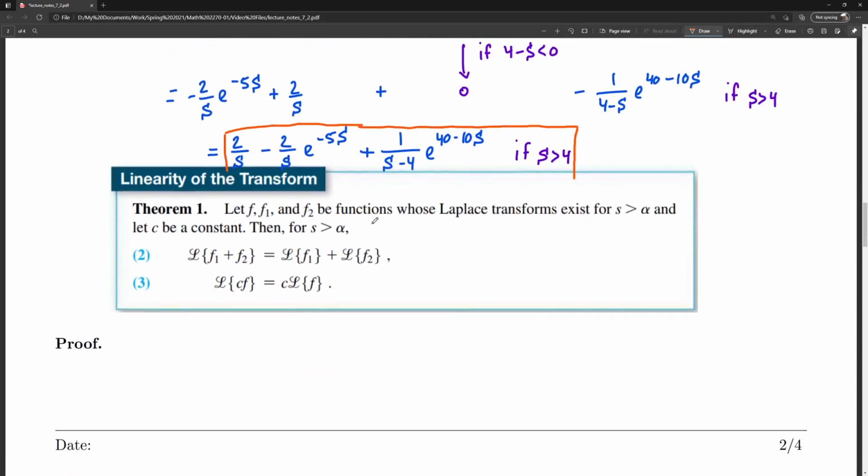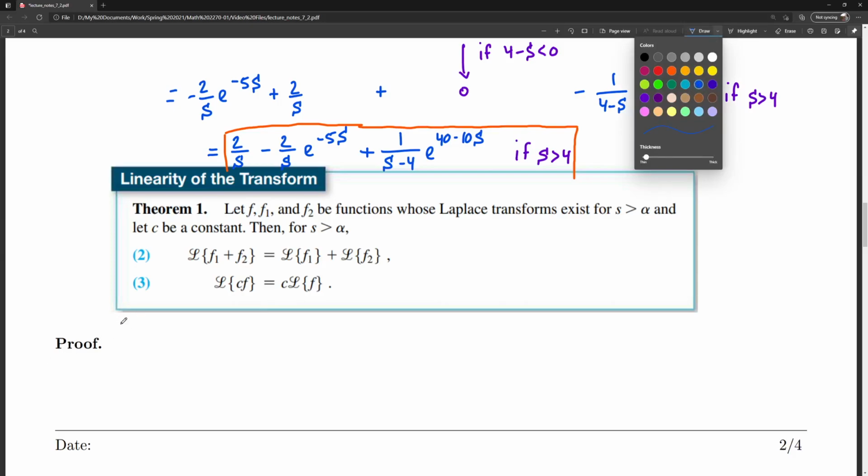Now, we'll conclude this video with a theorem for the Laplace transform, and it uses the linearity of integration. So let f1 and f2 be functions whose Laplace transforms exist for s greater than alpha, and let c be a constant. Then for s greater than alpha, the Laplace transform of the sum is the sum of the Laplace transforms. L of f1 plus f2 is L of f1 plus L of f2. And the Laplace transform of c times f is c times the Laplace transform of f. So I will just prove the first part, and the second part is very similar.